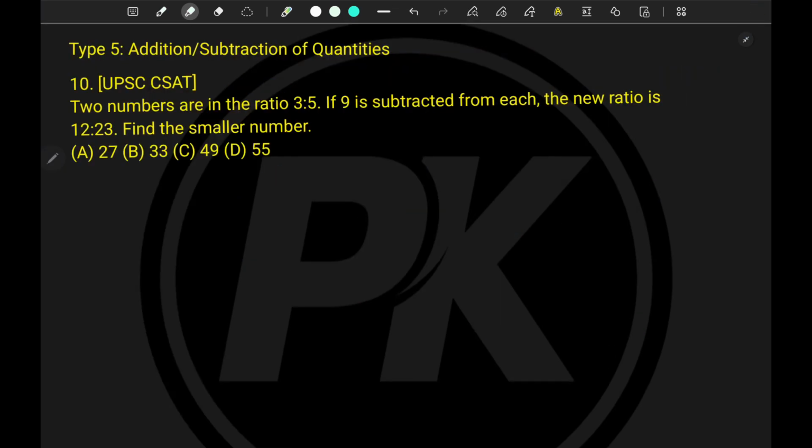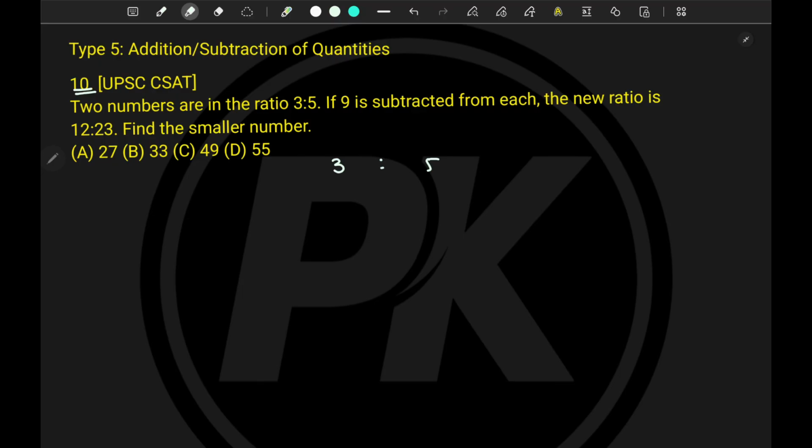So we are at type 5, and this is regarding addition and subtraction of quantities. This question was asked in UPSC CSAT. Two numbers are in the ratio 3 as to 5, and then 9 is subtracted from each. The new ratio is 12 as to 23. Find out the smaller number.